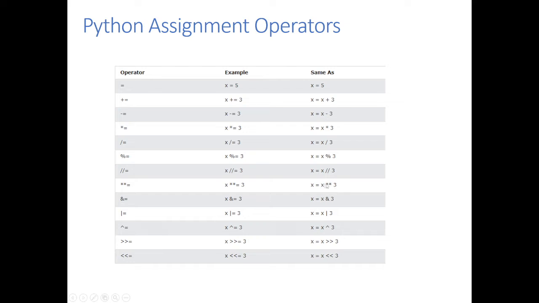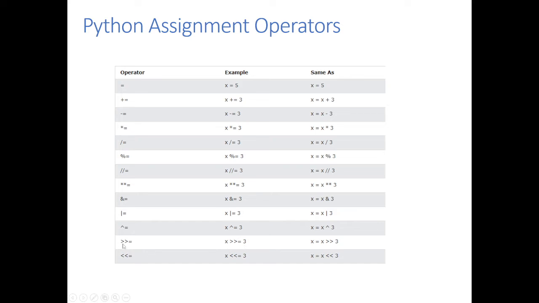Again, that's exponentiation. We have ampersand equal, x ampersand equal 3. That's the same as x equals x ampersand 3. We have the vertical bar equal, so x vertical bar equal 3 is x equals x vertical bar 3, whatever you call that operator. You have the caret equal, so x caret equal 3, x equals x caret 3.